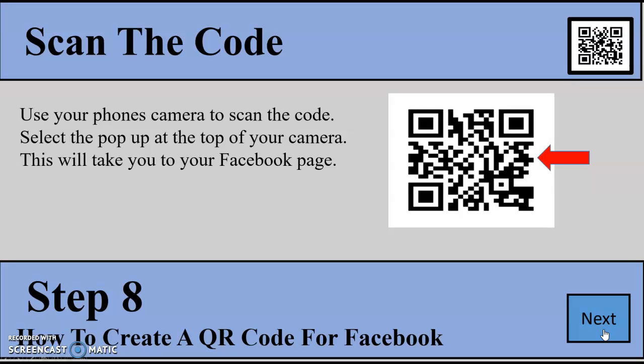So this is the actual code that can be scanned. You use your smartphone camera to scan the code. You simply go into your phone, tap on your camera, hold it in front of it, and the pop-up that pops up, you click that, and there is your activity. And this particular code will take you to my Facebook page.